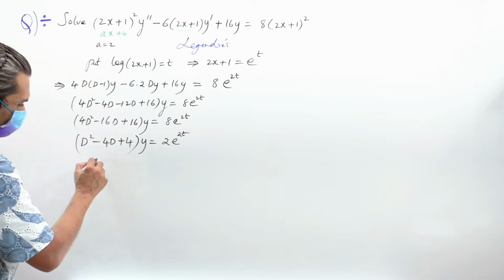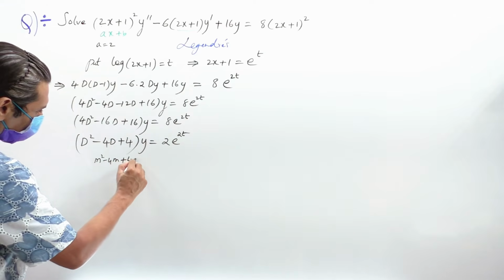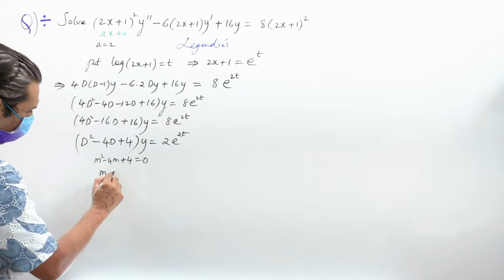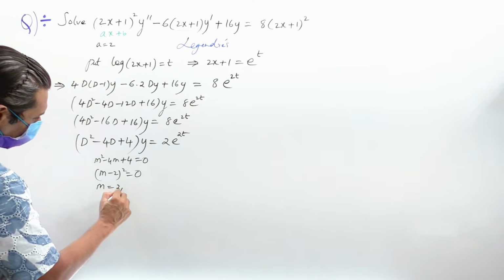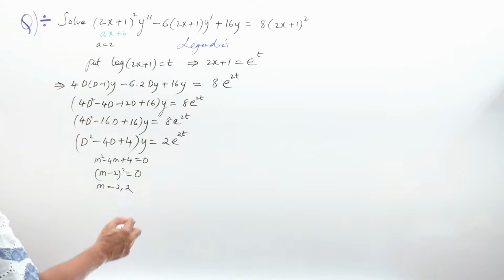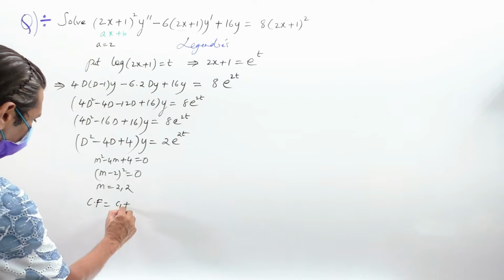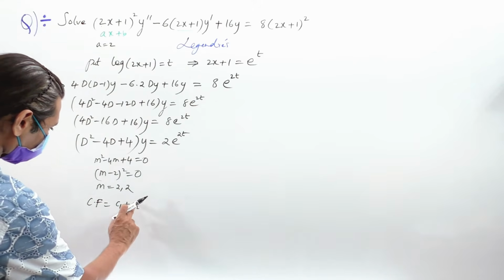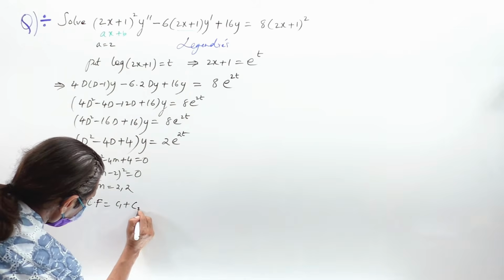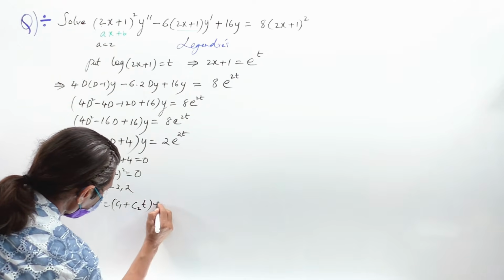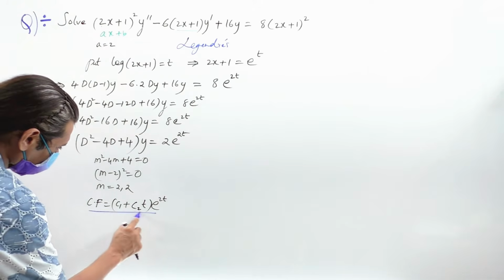So let's solve this. Let's enjoy solving this now. m square minus 4m plus 4 is equal to 0 is the auxiliary equation. Or this is (m minus 2) the whole square is equal to 0. So the roots are m is equal to 2, 2. As you know, the roots are repeated. So the complementary function will be CF is equal to (C1 plus C2 t) into e raised to 2t. Again, be careful here: the variable on the right side is t, not x. Correct. So we have the complementary function here.